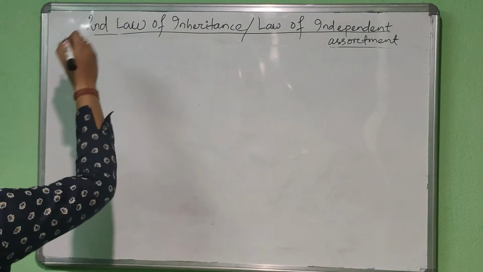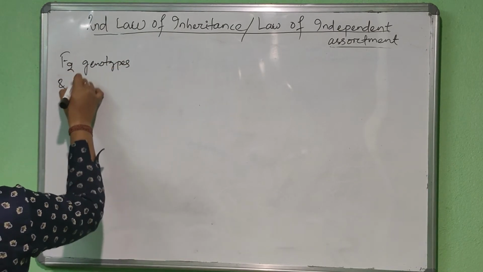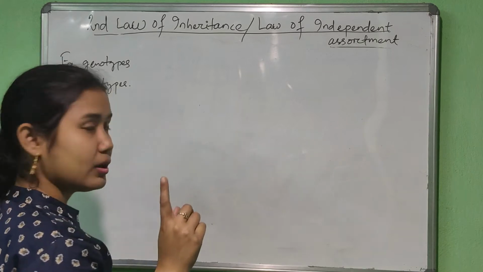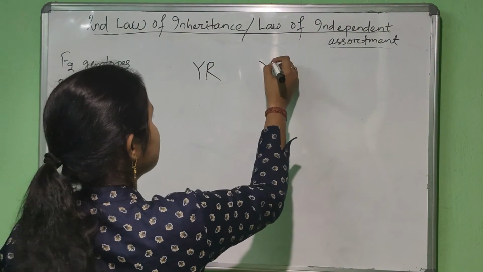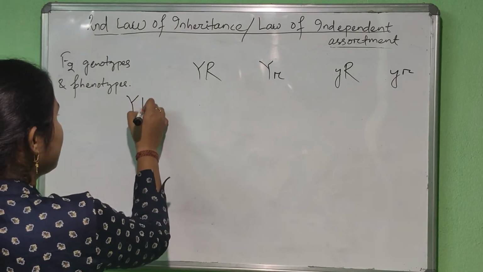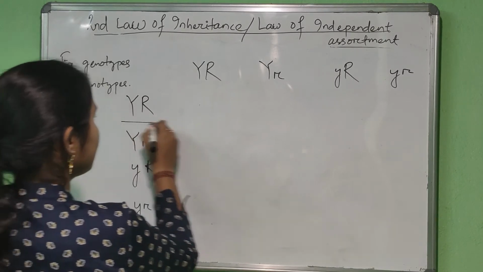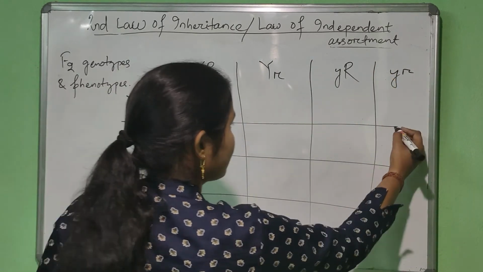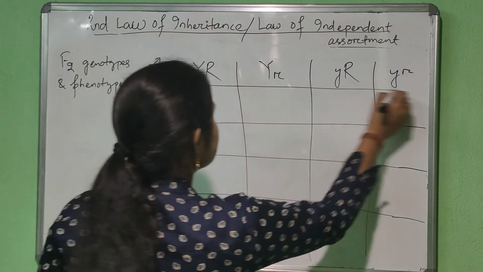So let's do the Punnett square. F1 genotypes and F2 genotypes and phenotypes. Okay, clear? Now, how many gametes are there? 4 gametes from each individual, right? So let's write the gametes. Capital Y, capital R, capital Y, small r, then small y, capital R, small y, small r. Here also capital Y, capital R, capital Y, small r, small y, capital R, and small y, small r. Clear? So at one side we will take them as male and other side as female individual.